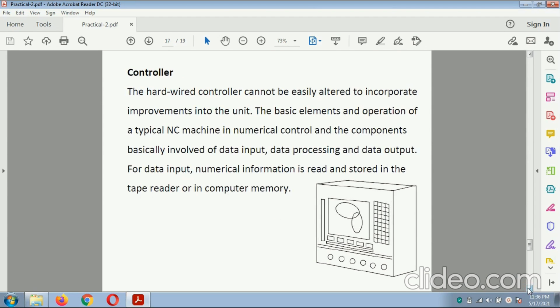Controller. The hardware control cannot be easily altered to incorporate any improvement into the unit. The basic elements and operation of the NC machine in numerical control involve the components of data input, data processing and data output. The data input: numerical information is read and stored in the tape reader or in the computer memory. So this is the diagram which is related to the controller.